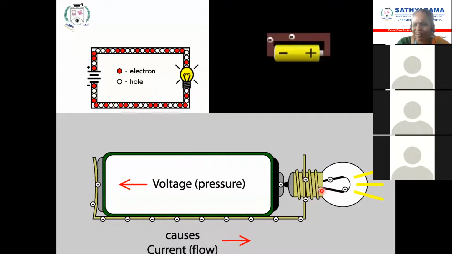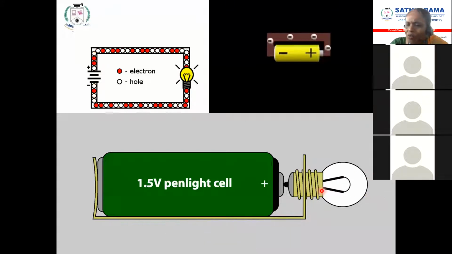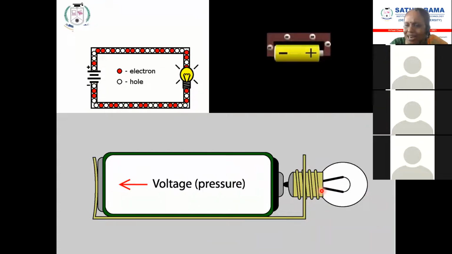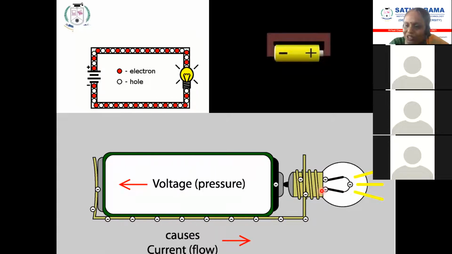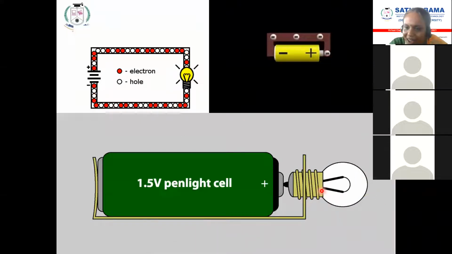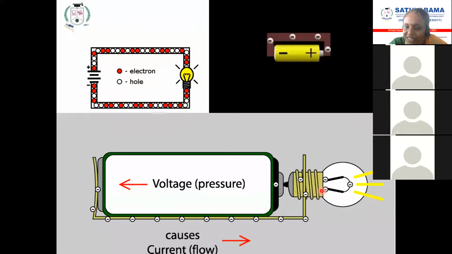I have put these as GIF images, showing how the electron is flowing and how the light is glowing with the help of the battery. So the only source of a DC circuit is a battery. Don't forget that. A battery can store the charges, and there will be some potential in the battery. Potential is nothing but voltage.